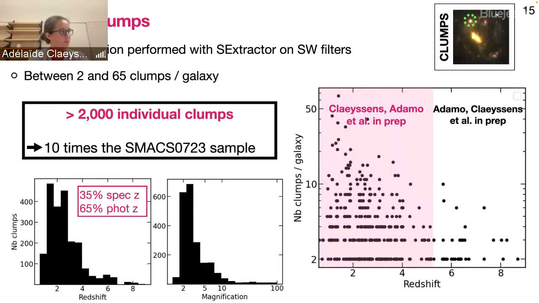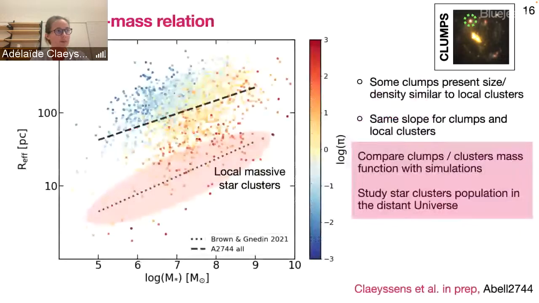We have this redshift distribution on the left, with 35% of clumps with spectroscopic redshift. And on the right, I show the number of clumps per galaxy, and as you can see, we have very clumpy galaxies at redshift lower than 3, with maybe 20, 30, 50 clumps in one individual galaxy. We extracted the photometry of these clumps in the different JWST filters and measured their properties using different SED fitting codes. We are currently working on 2 papers on this sample, one focusing on the clumpy galaxies with redshift below 5.5, Claeyssens, Adamo et al. in prep, and the other one focusing on the very high redshift clumps. I will not have time to present all the results we have with these samples, so I will just highlight some of them.